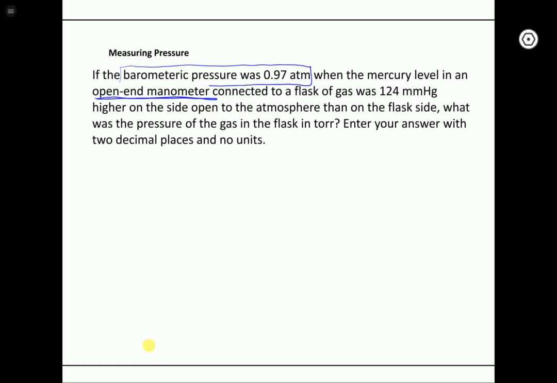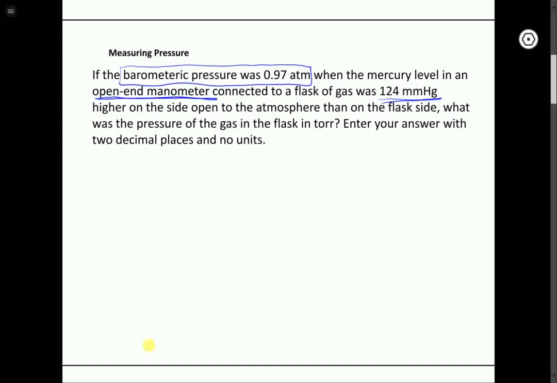We know that from if you're a weather junkie and you follow the local news and they talk about the barometric pressure, that's the pressure of the atmosphere at any given time. And in this case it's 0.97 atmospheres. And then we're told that the mercury level was 124 millimeters higher on the side open to the atmosphere than the flask side. So when we have an open-ended manometer, there's basically three possible situations.